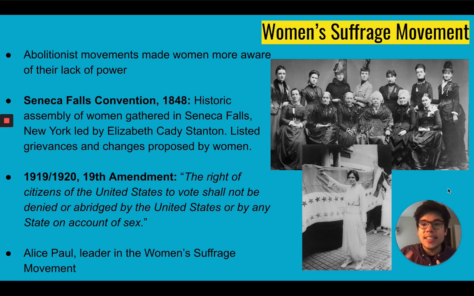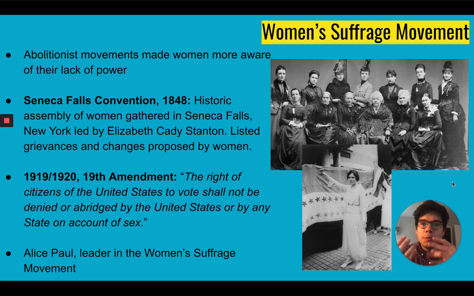It's at the Seneca Falls Convention in 1848, named for Seneca Falls, where an assembly of women gathered together, led by Elizabeth Stanton. And there we see the first public statement by women of the problems in society. The Seneca Falls Convention is eventually going to build into the women's suffrage movement. Alice Paul is another leader there. We're going to talk about Alice Paul later in the lesson again.